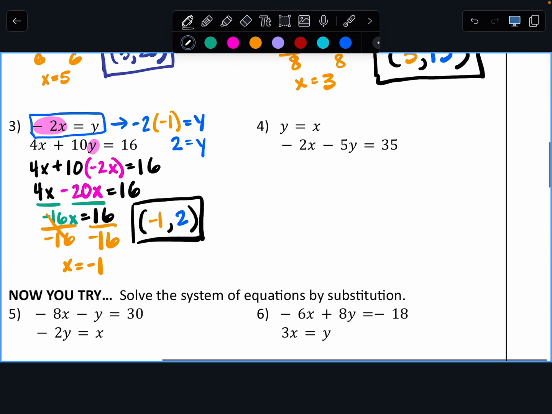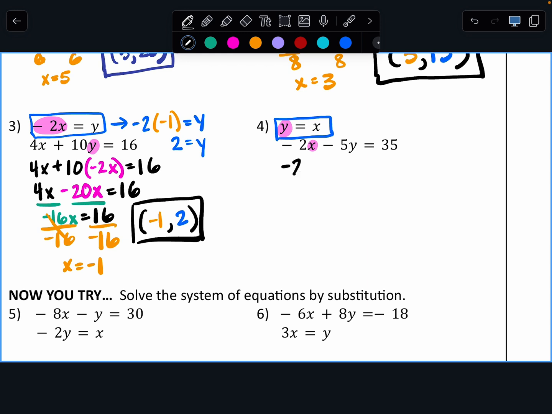Number 4, y equals x, and negative 2x minus 5y equals 35. So in my first equation, y equals x, both variables are isolated to one side. So really, you could pick either one. What this is telling you is that x and y are the same value. Y equals x. So just pick one. I'm going to substitute in y for x here. You could substitute in x for y. It's up to you as long as you put it in the right place.